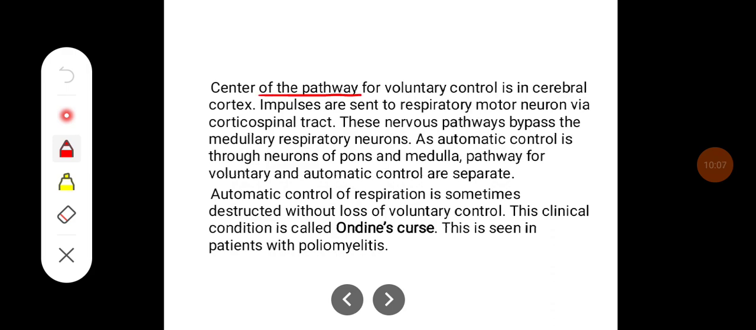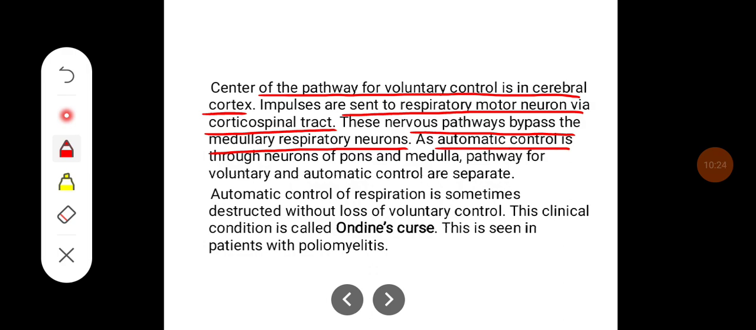The center of the pathway for voluntary control is the cerebral cortex. Impulses are sent to the respiratory motor neurons via the corticospinal tract. These nervous pathways bypass the medullary respiratory center neurons. As automatic control is through neurons of the pons and medulla, the pathways for voluntary and automatic control are separate.